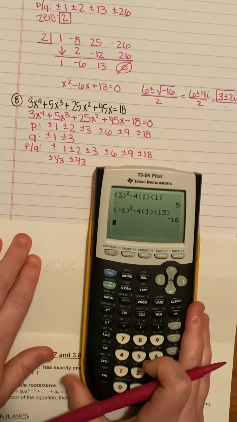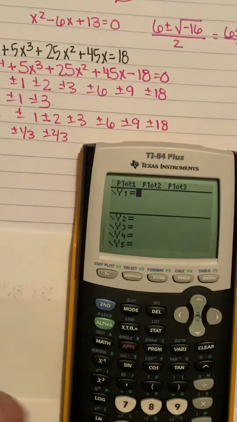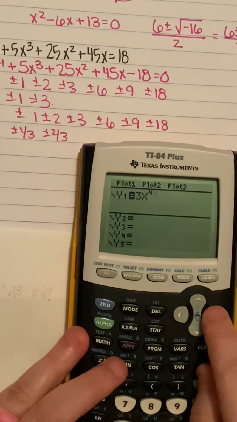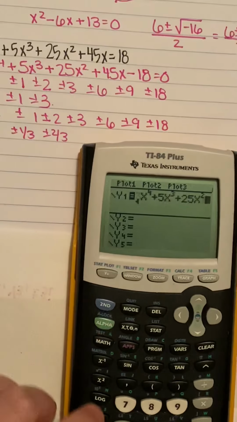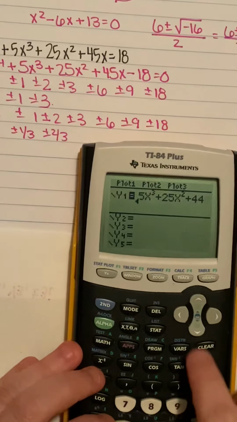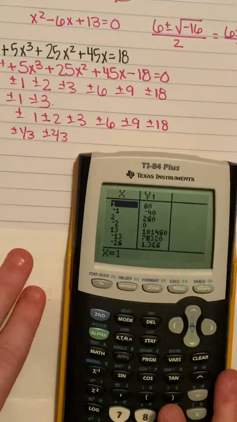All right, calculator's next. Let me zoom in so you can see what I'm doing. On my calculator, I go to y equals. I type my original function in, which was 3x to the 4th plus 5x to the 3rd plus 25x squared plus 45x. Remember, I moved that 18 over, so -18. Go to my table and type all of these values in.